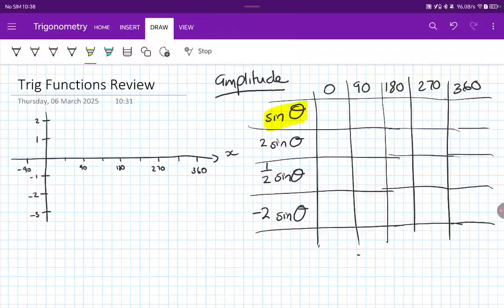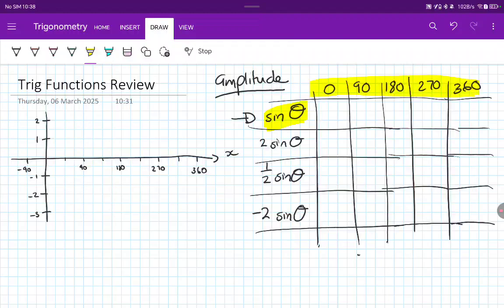I need you to draw the table, and what you're going to do is always start with your basic. So this is always your start point, the yellow highlighted, and this needs to be on your table. Your next line is going to be whatever your amplitude change is. So if you have a compound question that has a change in amplitude and a shift or whatever, do it one step at a time.